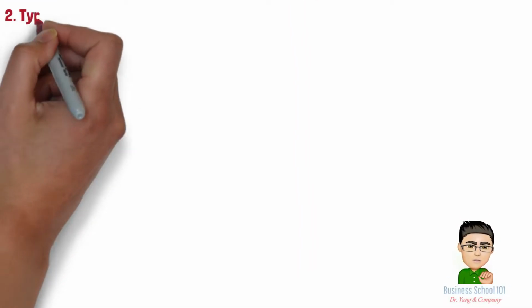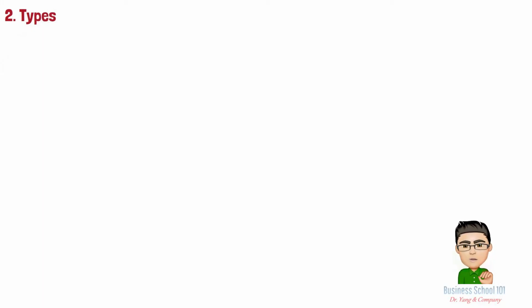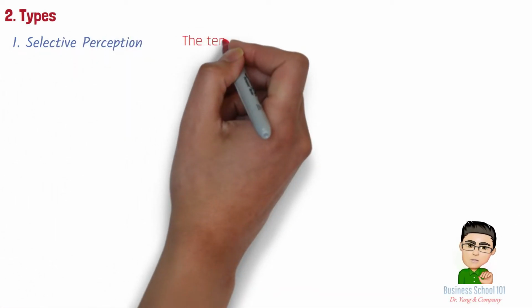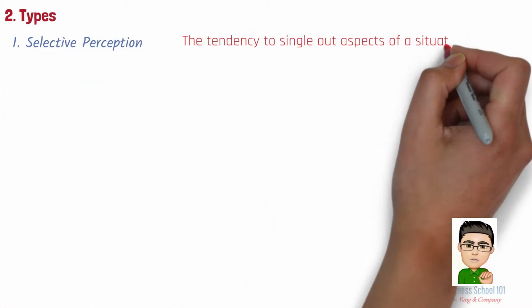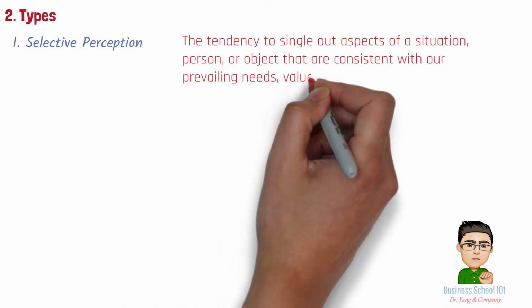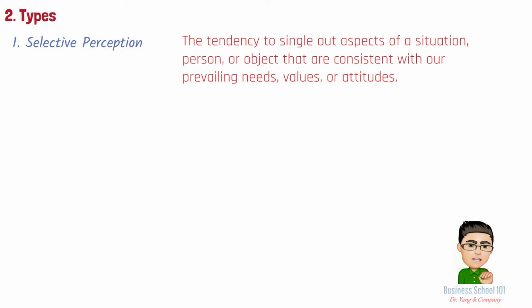Section 2. Types. Here are 8 most common types of cognitive biases. Number 1. Selective perception. Selective perception is the tendency to single out aspects of a situation, person, or object that are consistent with our prevailing needs, values, or attitudes. In selective perception, we tend to see what we want to see.